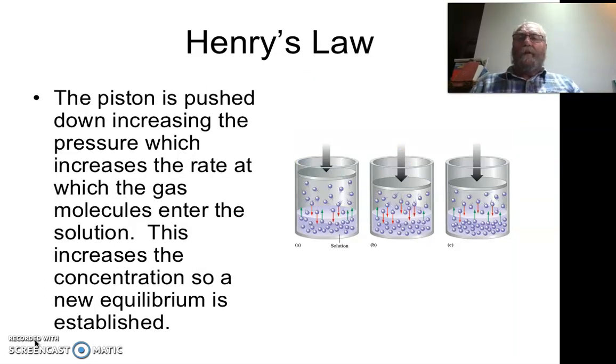This is tied up with something called Henry's law. The piston is pushed down, increasing the pressure, which increases the rate at which the gas molecules enter the solution. This increases the concentration so that a new equilibrium is established. So the higher the pressure, the more gas it will dissolve, which is why carbonated drinks are stored in sealed bottles.